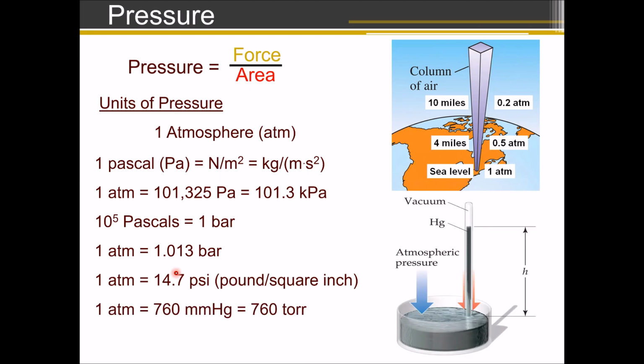Another commonly used unit is millimeter mercury, or sometimes also known as torrs, because the weight of 1 atmosphere is going to be able to push a column of mercury with the height of 760 millimeter. So 1 atmosphere is actually equivalent to the weight of 760 millimeter of mercury. Finally, that height in inches is 29.92 inches. So 1 atmosphere is going to equal the weight of a column of mercury with the height of 29.92 inches.